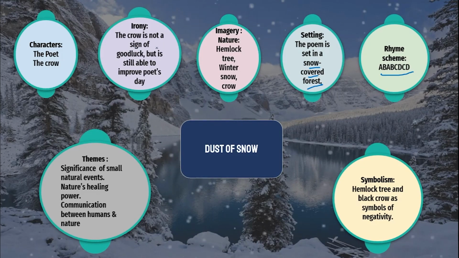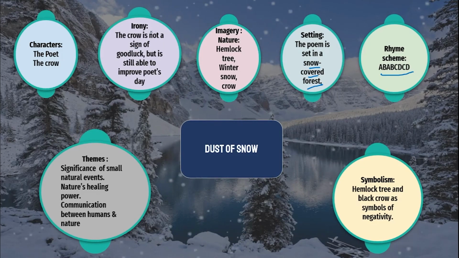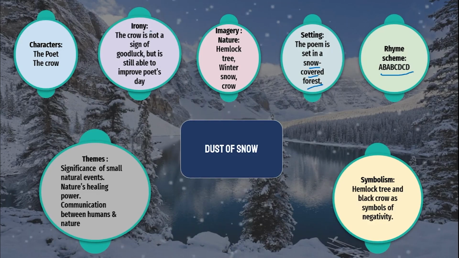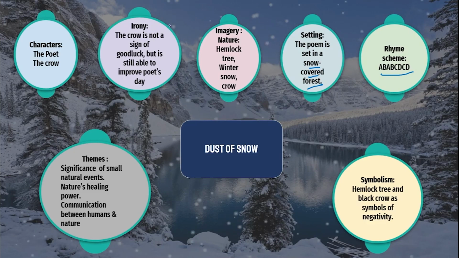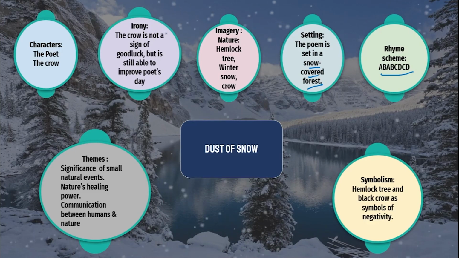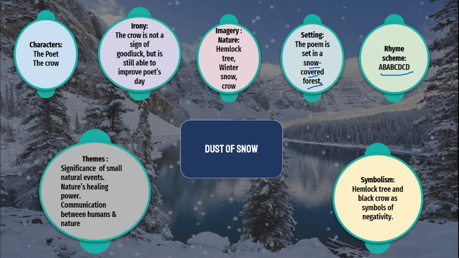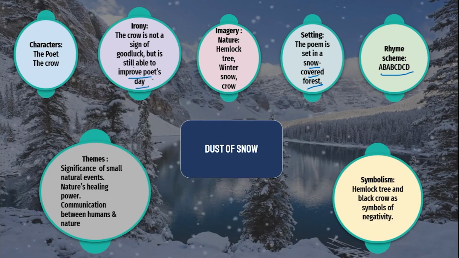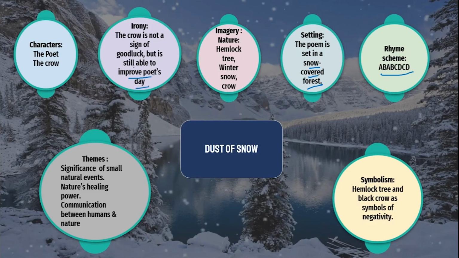But ironically, irony is what? The difference between the expectation and reality. So we expect a crow to bring ill luck. That is our expectation. But what happens in reality in this particular poem? It is able to improve the poet's day. So therefore, the poem ends in an irony.